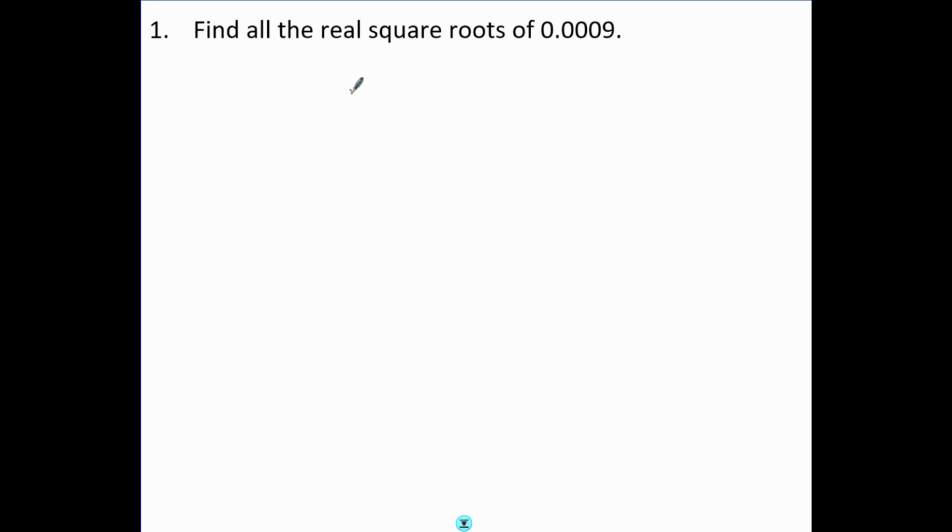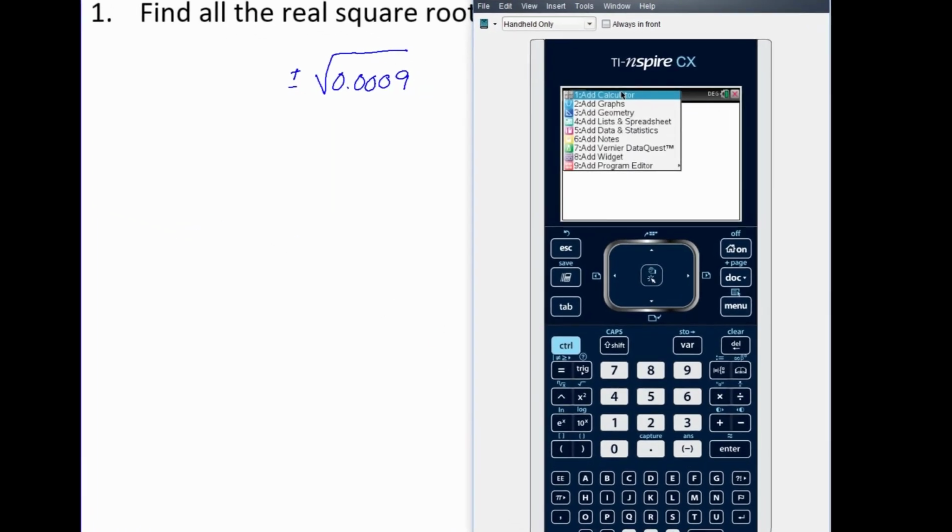Alright, so square root is going to look like the square root of 0.0009. The only thing you want to remember is that when you're taking the square root, you're going to want a positive and negative. Whenever you take the square root of a value, or any even root, whether this is like 4th root, 6th root, whatever, you're going to have the positive and negative if it's even. So let's put this in our calculator and see what we get out.